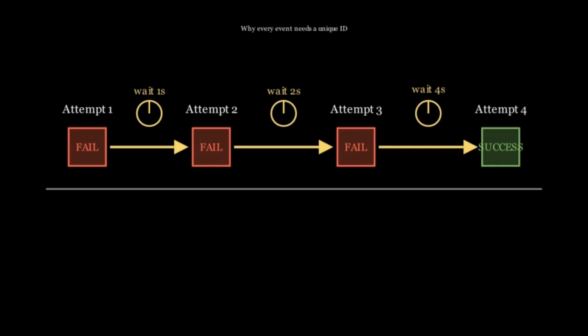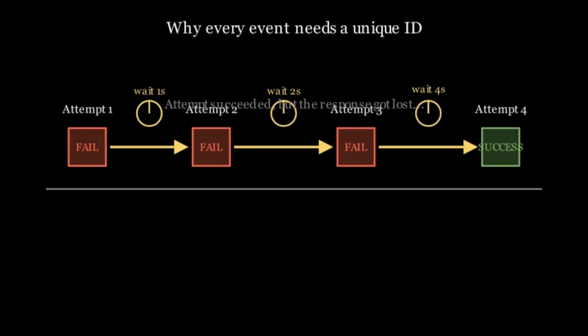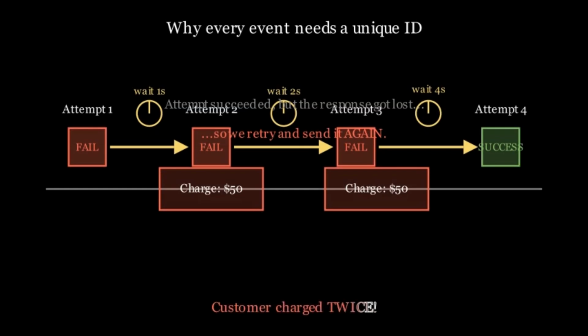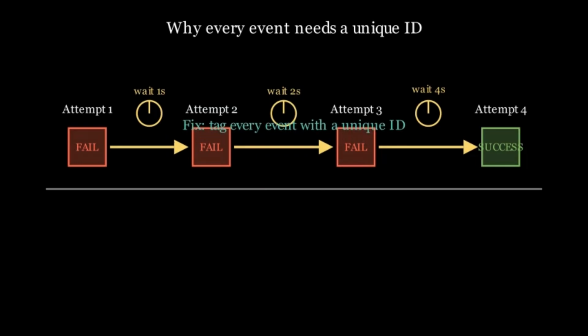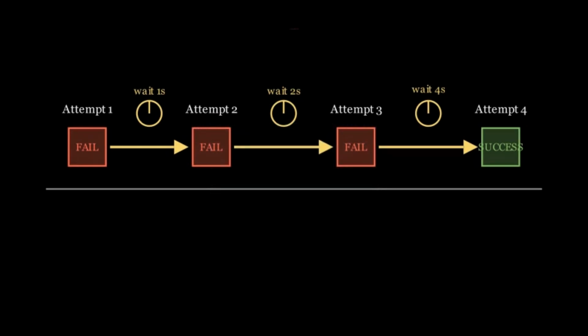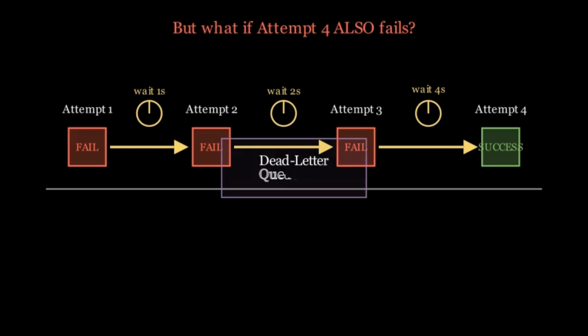Now, why does every event need a unique ID? Imagine attempt 1 actually succeeded on the client's end, but the response got lost on the way back to us. We'd think it failed, and retry sending it again. The customer gets charged twice. That's a real problem. The fix: tag every event with a unique ID. If the client sees the same ID twice, it knows "I already processed this one" and skips it. This is called idempotency.